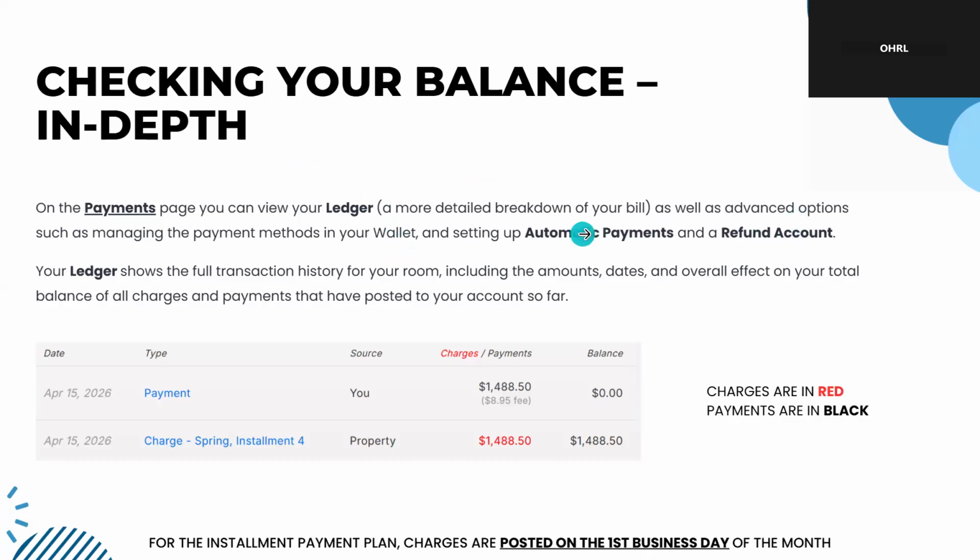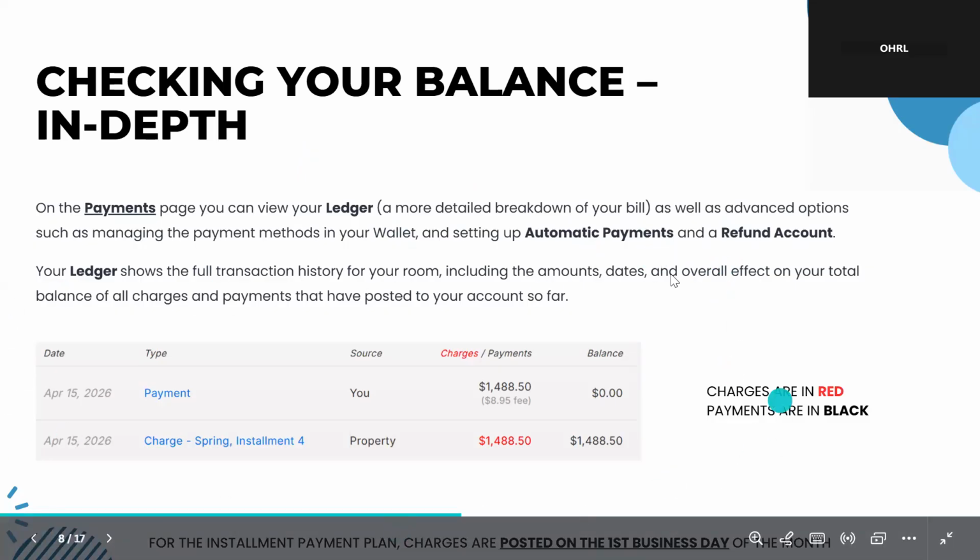We'll talk about that in a bit. Refund account, kind of self-explanatory. That's where the money goes if we owe you money at the end of the semester. Academic year, my bad. But what the ledger looks like is I've taken a little screenshot here.